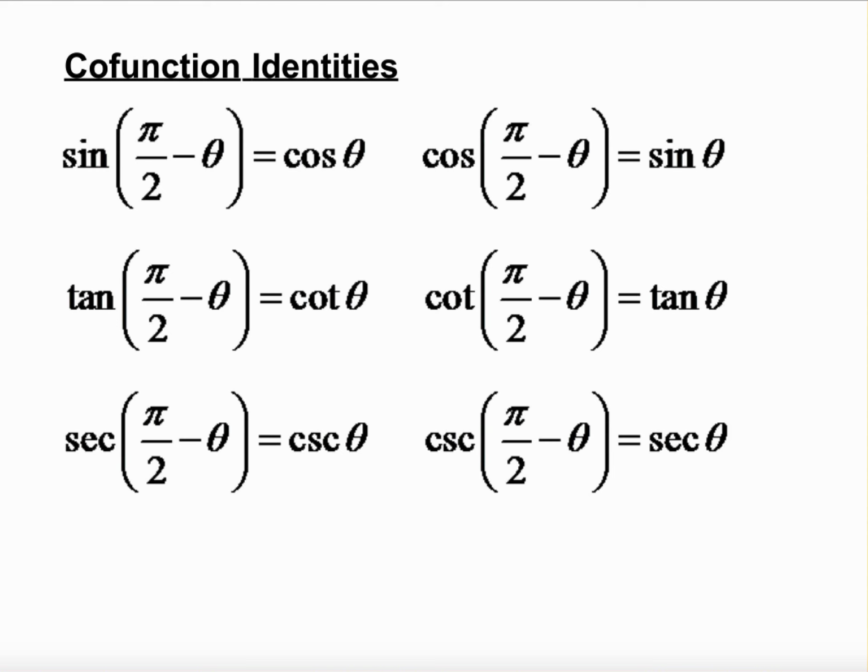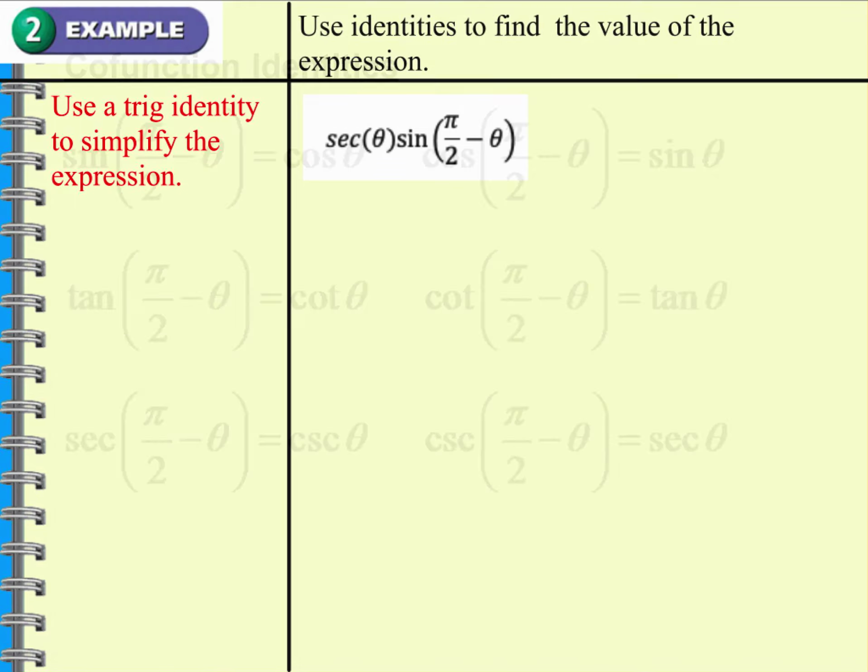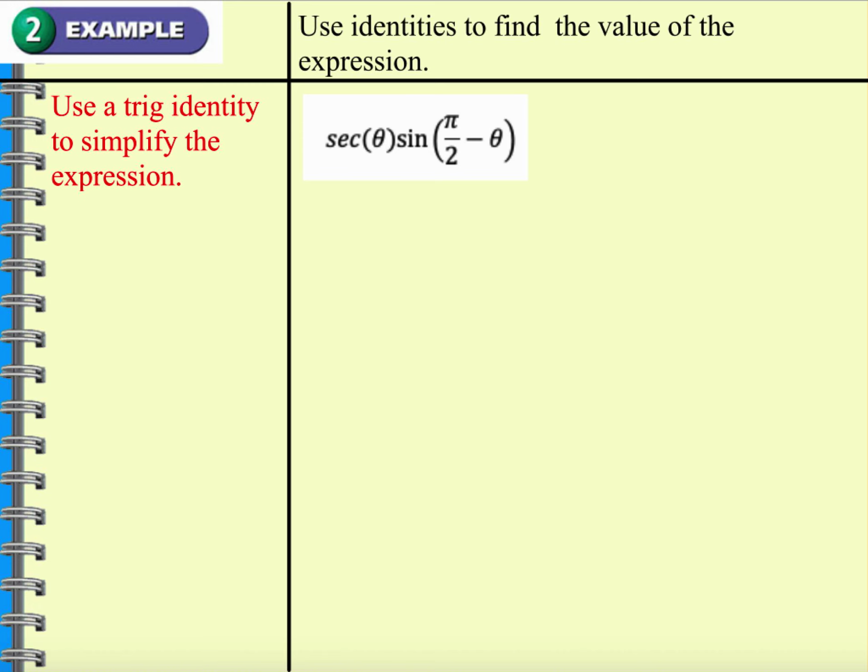So let's continue. Let's try them. I would say that probably the sine and cosine cofunction identities are the ones that are used most frequently, but a good rule of thumb is if you see a pi over 2 in the problem, it's probably likely you're going to be trying to use one of these cofunction identities. So here's one for you. We're supposed to use these identities to find the value of this expression.